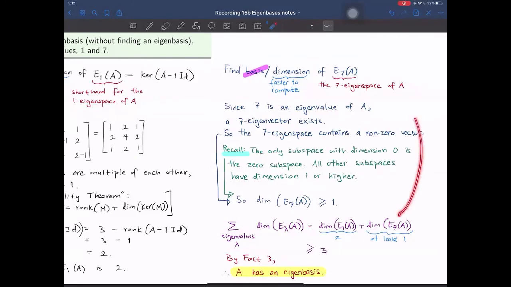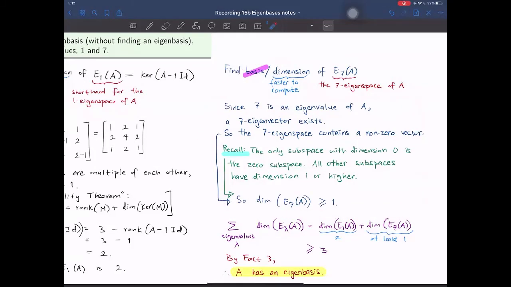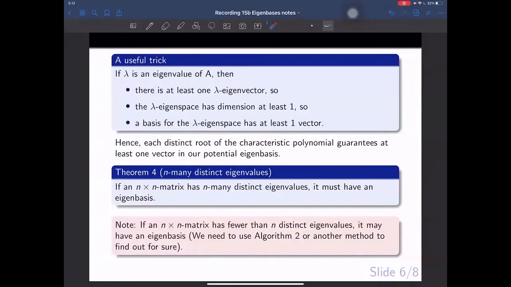This argument that we used here is something that we can use in general. So we can say that the dimension of any eigenspace of A, if the eigenvalue is an eigenvalue of A, must have dimension 1 or bigger. So in general, we can say that if a number is an eigenvalue of a matrix, then there is at least one eigenvector corresponding to that number. So the eigenspace for that number has dimension at least 1. And so a basis for that eigenspace has at least one vector.